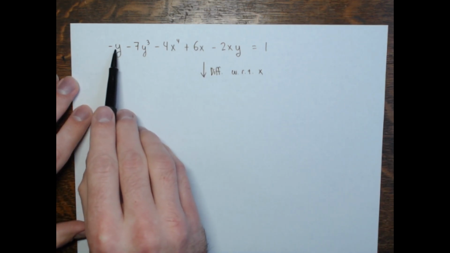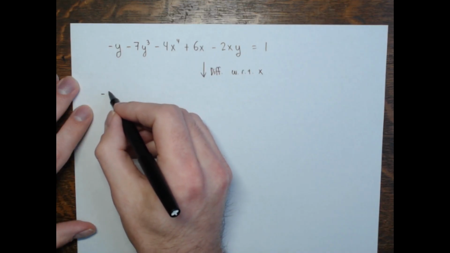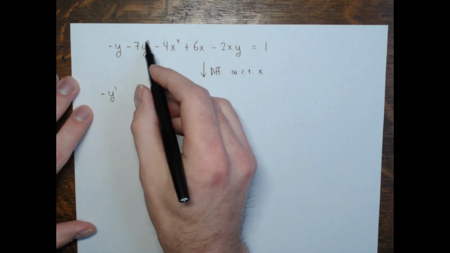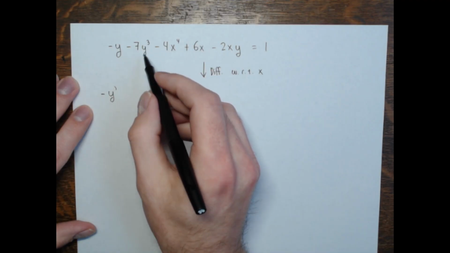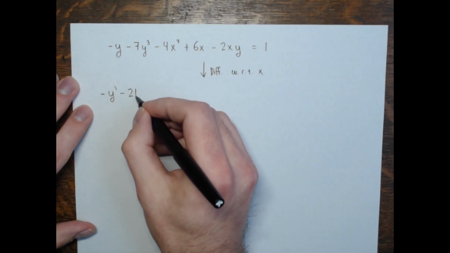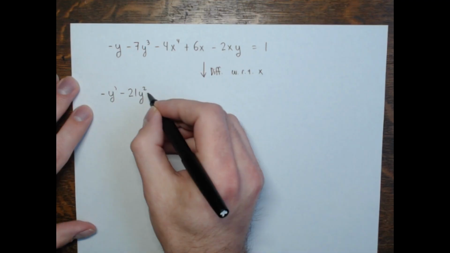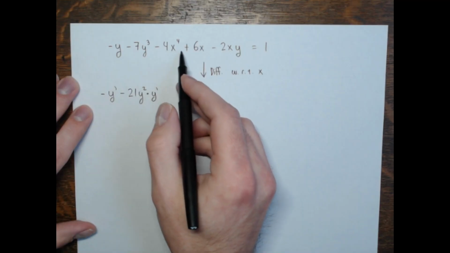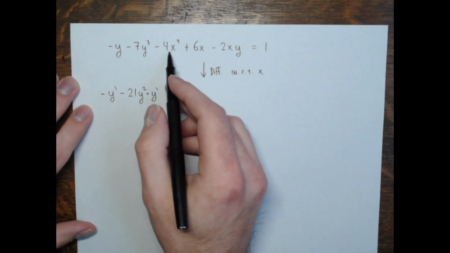So the opposite of y would just be negative y prime. Next term, chain rule: it's not just y, but y cubed, so it'd be minus 21y squared times y prime. Then the next terms involve solely x, so I would treat them like normal.